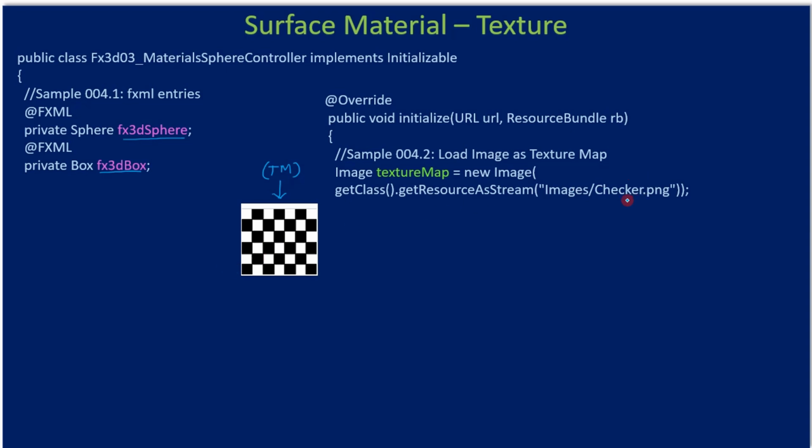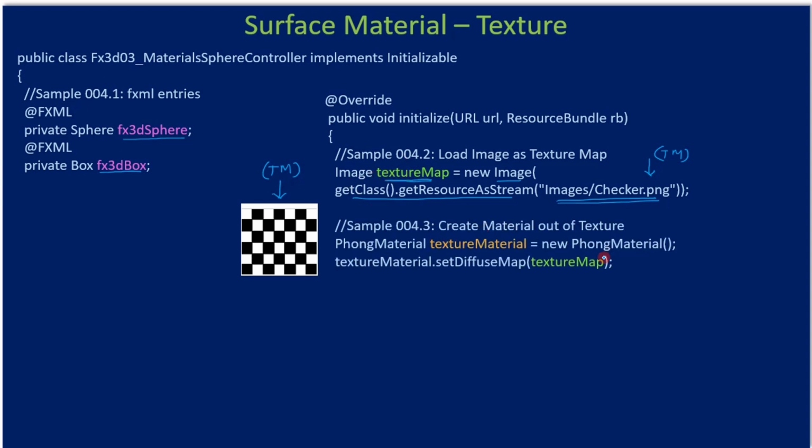Here if you see, we are using checker.png. This is the checker.png texture map created using the Microsoft supplied Paintbrush utility, and we are loading that texture map using new Image, getClass().getResourceAsStream. Then under the images folder, we are going to place this png file, and we are loading that and calling that a texture map. So this is actually an Image instance, and we are calling that a texture map.